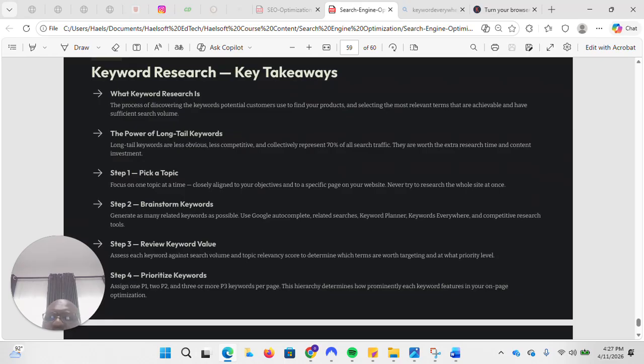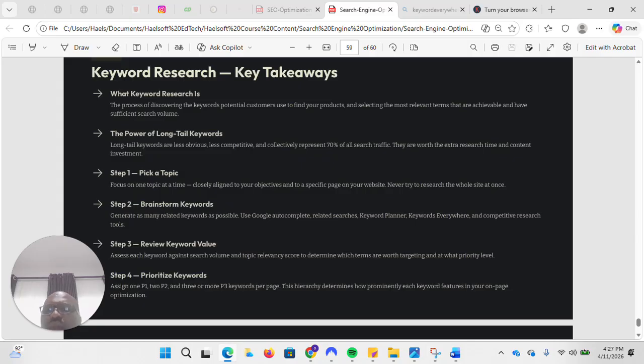Then keyword research, key takeaway. Keyword research is the process of discovering the keywords potential customers use to find your products and services, and selecting the most relevant terms that are achievable and have sufficient search volume. Then the power of long tail keywords. Long tail keywords are less obvious, less competitive, and collectively represent 70% of all search traffic. They are worth the extra research time and content investment.